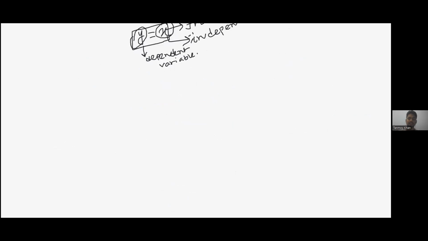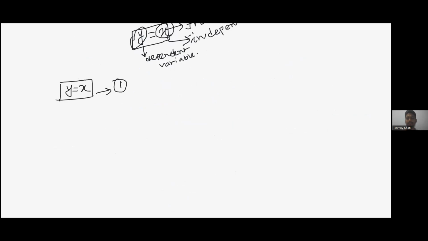Now the question is how you can draw this, or how you can pictorially represent this function. So how can you pictorially represent this function? To do this, you can take several approaches. I will be discussing some. Let's say first one, approach one.